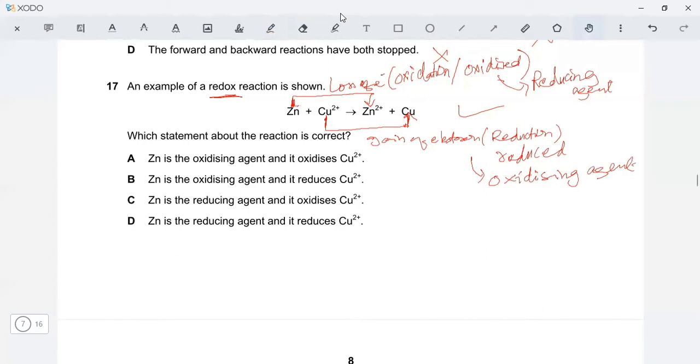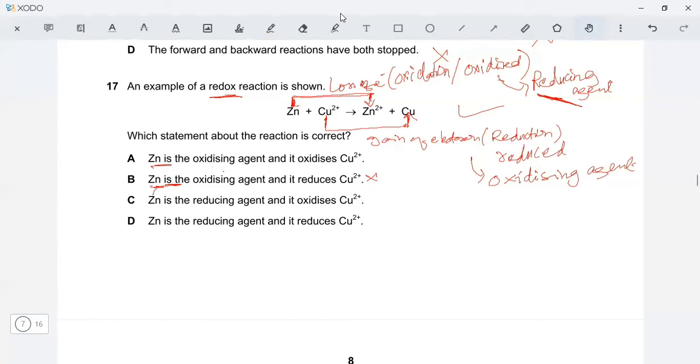So the first statement says zinc is oxidizing agent. Is zinc an oxidizing agent? Here we found zinc is supposed to be a reducing agent, right? Why? Because zinc is oxidized, so it is supposed to be the reducing agent. So option A is not at all correct. Option B says zinc is oxidizing agent because it reduces. No, this is also not a correct statement. Zinc is supposed to be a reducing agent.